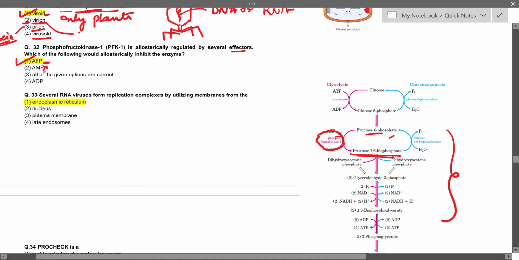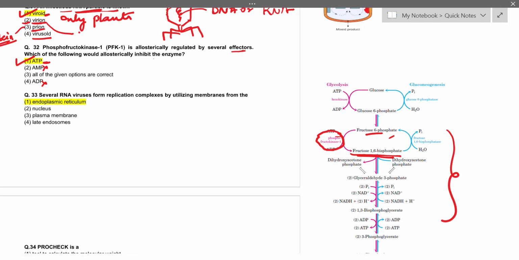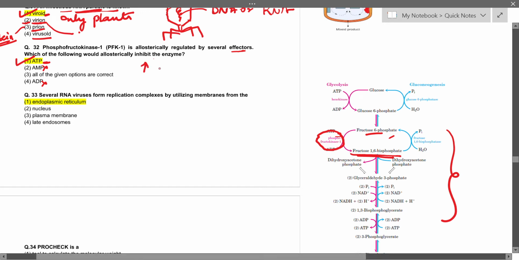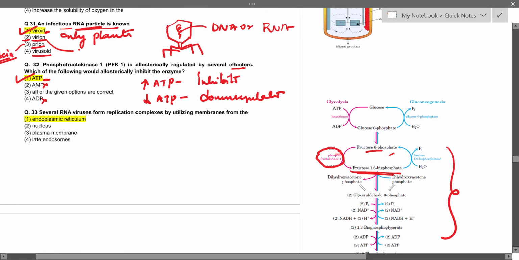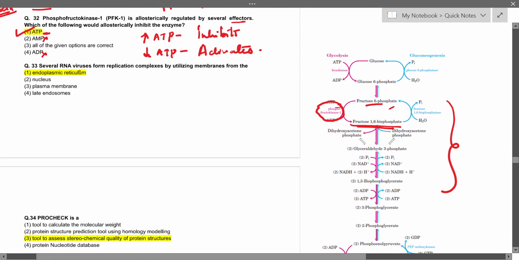AMP and ADP are not energy sources. Whenever AMP and ADP are present, these are the positive regulators. But here it is allosterically regulating. That means if there is more ATP, it inhibits. When there is low ATP, it activates phosphofructokinase. I'm so sorry. Next question.